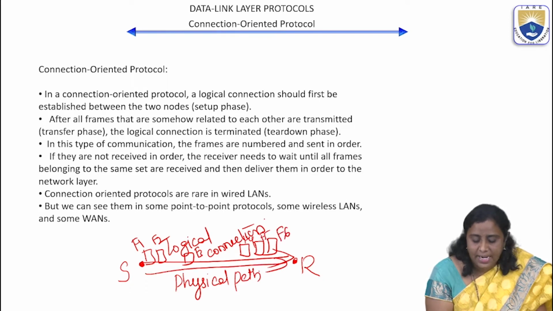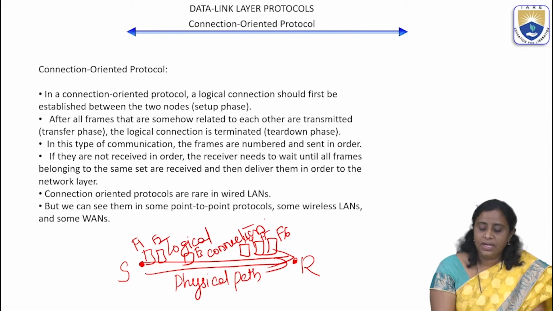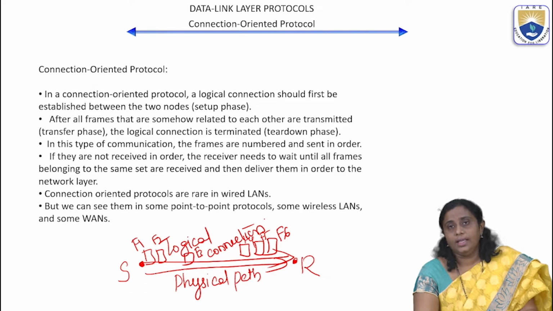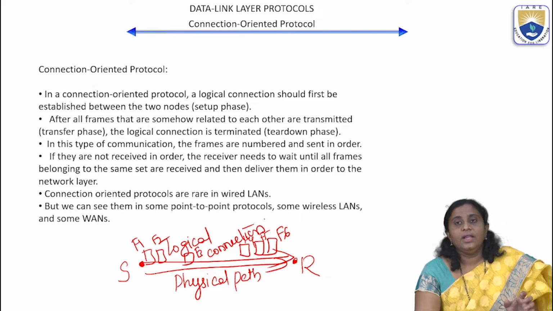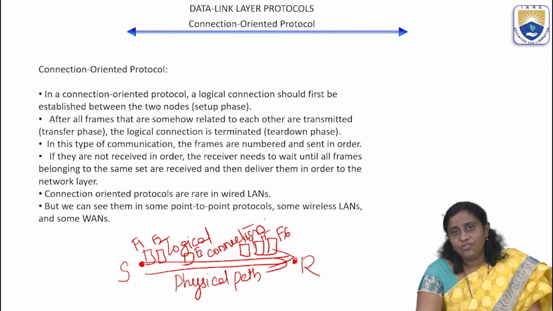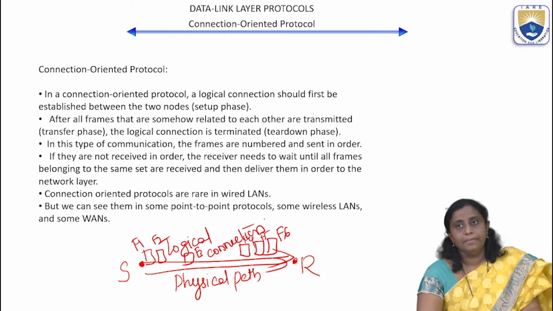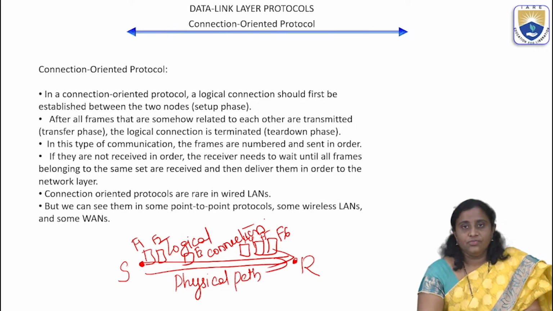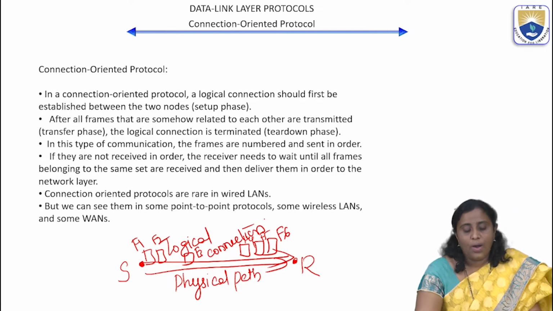They need to be sent or transmitted from the sender to the receiver in order only. If they are not received in order and are in some disorder, the receiver needs to wait until all frames belonging to the same set have been received, and then deliver them in order to the network layer. So this is the main concept we need to discuss under the connection-oriented protocol.